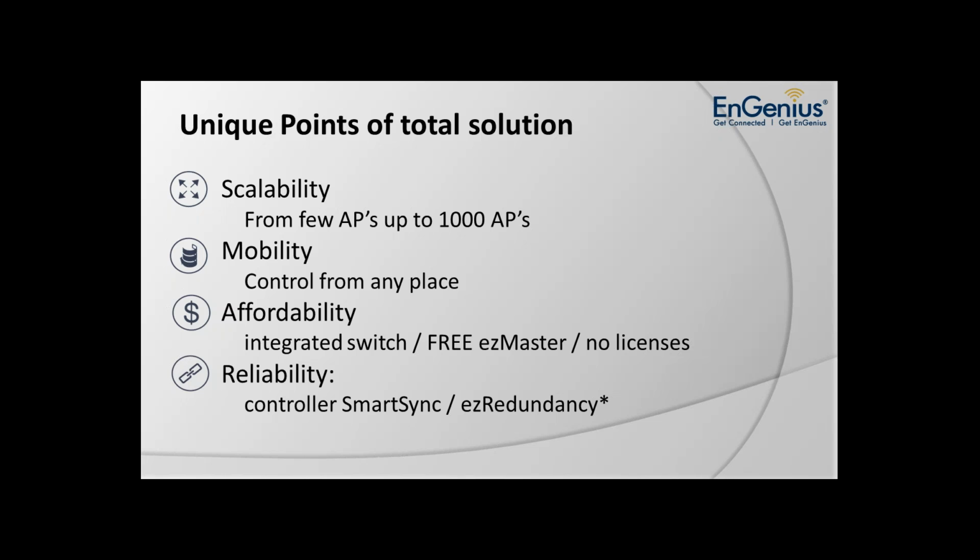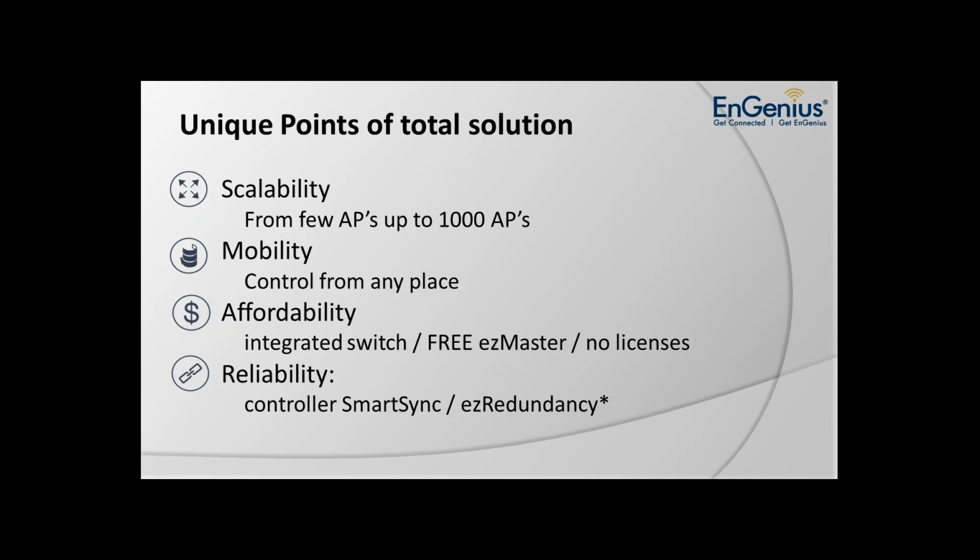So other unique points of our EWS Neutron solution powered by ezMaster are scalability, mobility, affordability, and reliability. In words, we integrated the controller into an L2 PoE switch. With one small switch and a few access points, you already have a complete featured managed wireless solution without the need of extra hardware or software. So start from small, and you can scale up the solution up to 1,000 access points with our free ezMaster software.